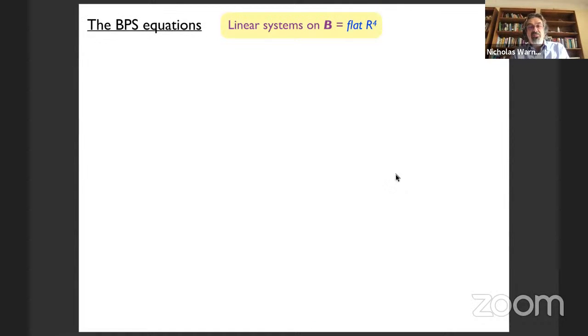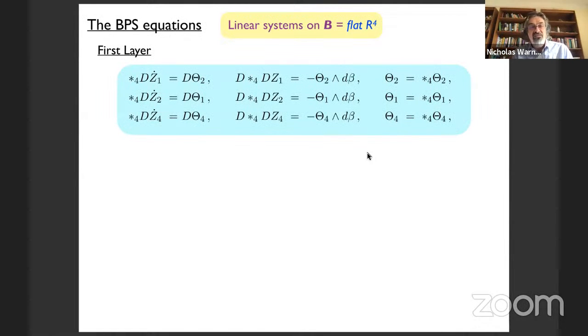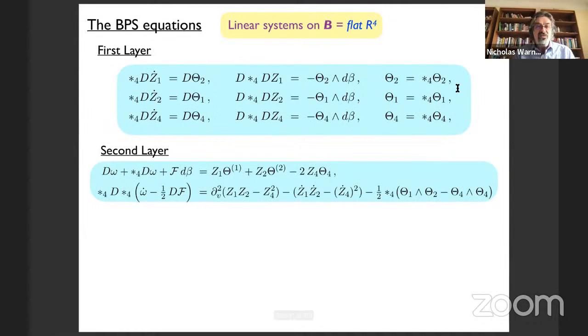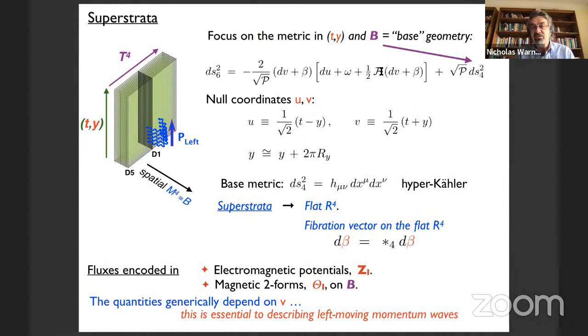And then I want to remind you about the BPS equations. And this is going to be very important in practice, that they are linear systems on that base manifold. The first layer looks like this. It basically relates the fluxes to the potentials, and the potentials back to the fluxes and the fibration form. The magnetic fluxes have to be self-dual. And then the second layer comes from this: you solve this homogeneous first layer, you take that solution, and you make all these source terms on the right-hand side from it, and then you have another linear system for the function F and the parameter omega. Remember, F is this metric coefficient here, and omega is the angular momentum vector.